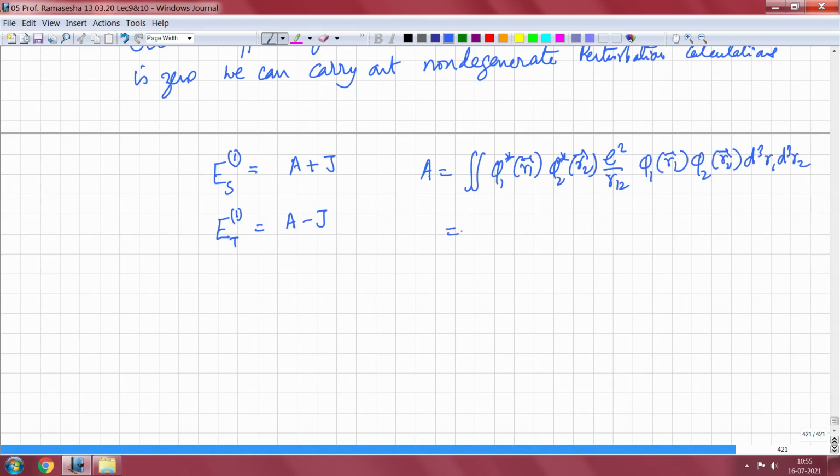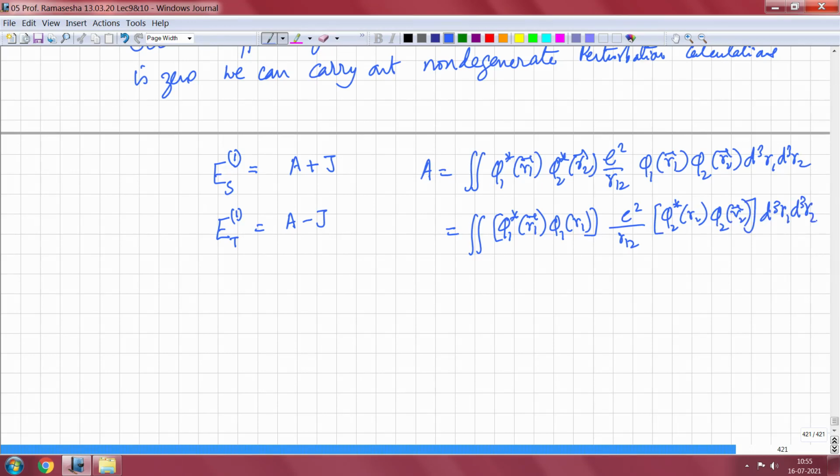Or I can also write it in the chemist notation, which is probably a little bit better. I can write it as phi1 star r1 phi1 r1 e squared upon r12 phi2 star r2 phi2 r2 d cubed r1 d cubed r2, and this means that there is a repulsion between the charge density of electron 1 and the charge density of electron 2.